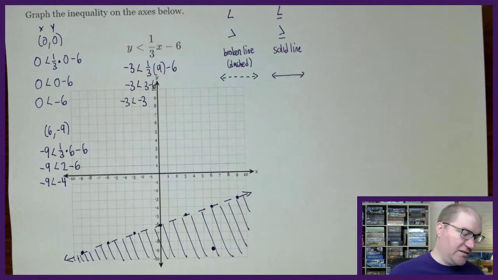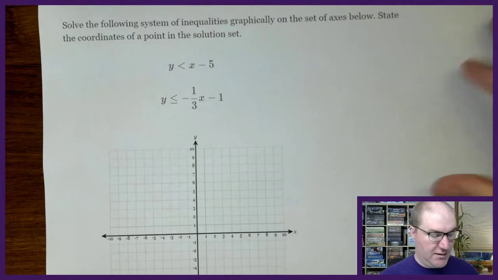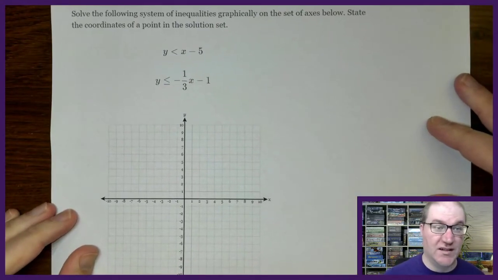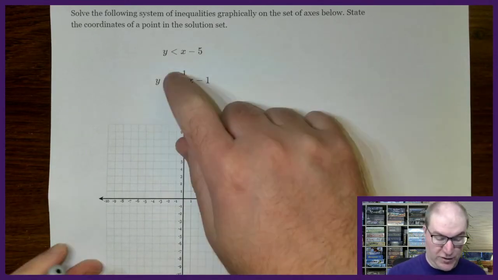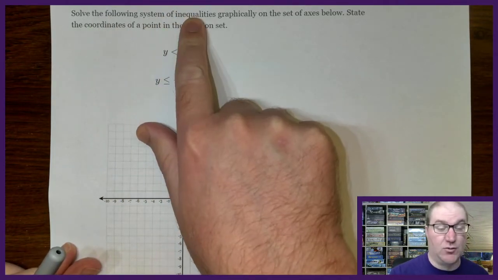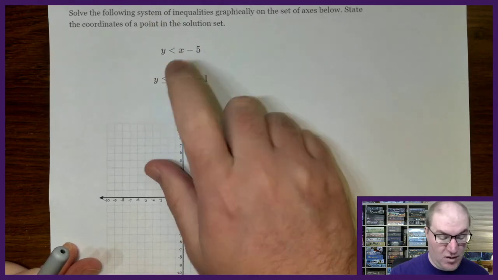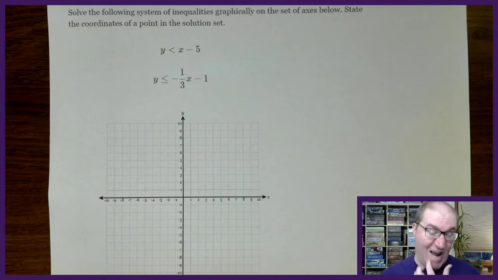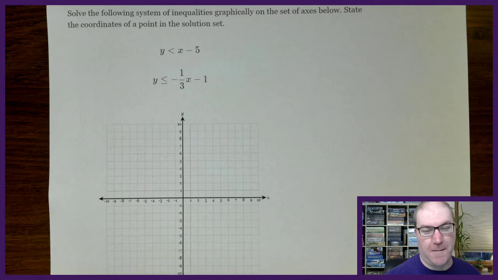Let's do one more quick example. So this one has a similar setup, except it says we're solving a system of inequalities. We just did a problem very similar to this, but now we're doing a system of inequalities. The word system means that I'm giving you more than one inequality. So they want us to graph both of these at the same time on the axes. And then after we graph them, it says to state the coordinates of a point in the solution set.